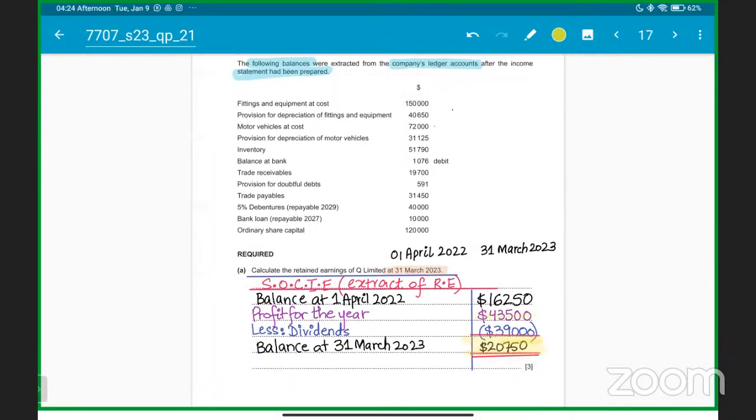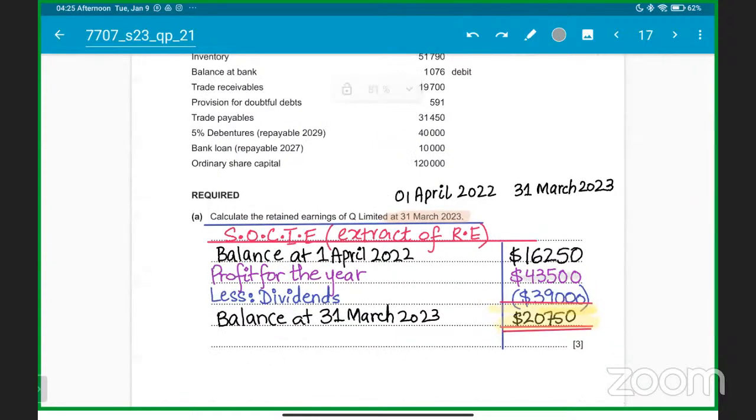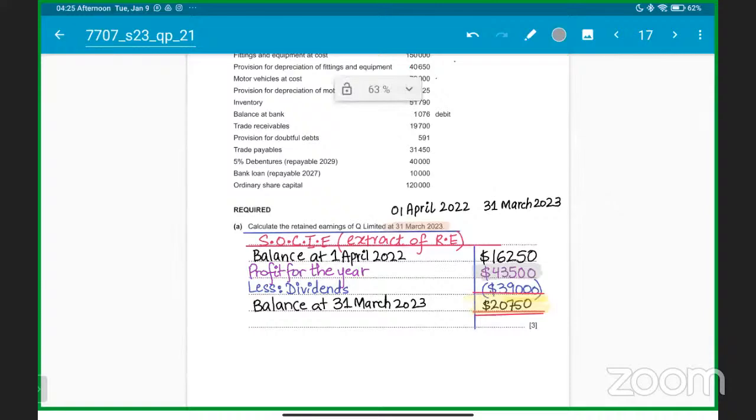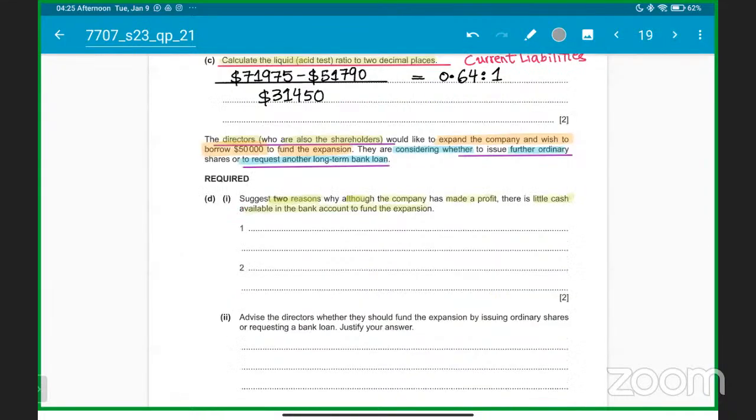Although the company has made a profit of $43,500, students, they are telling us, a very important question, very realistic, and you can just look for the answers here only. It's written, the answer is on this page only. They are saying that the company has made the profit, but still their balance at bank is a very small amount, that is 1,076 debit. So you have to suggest two reasons for this. Is everyone getting the question?